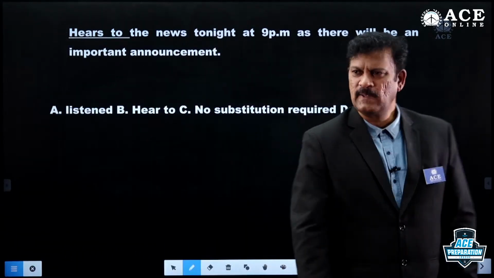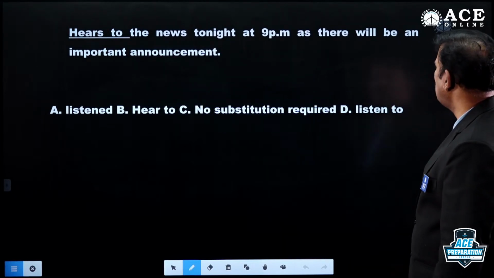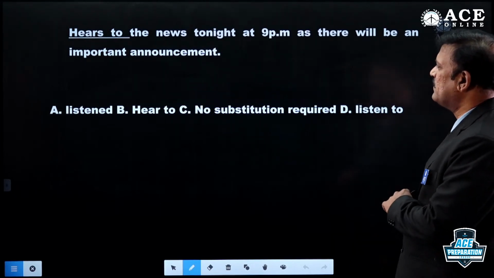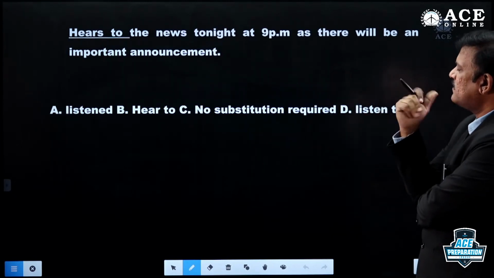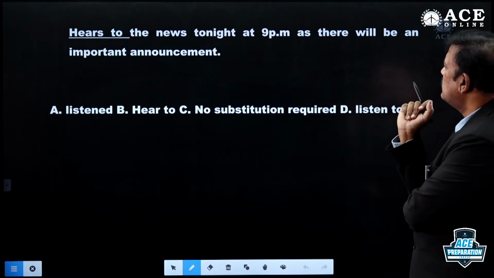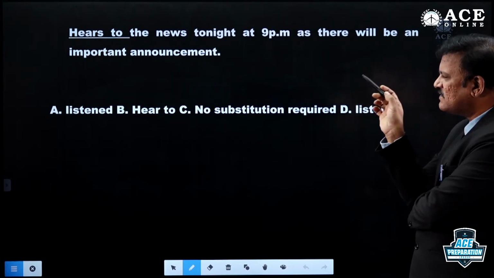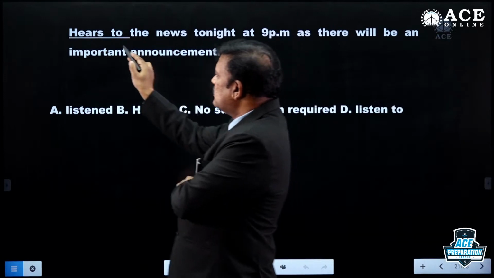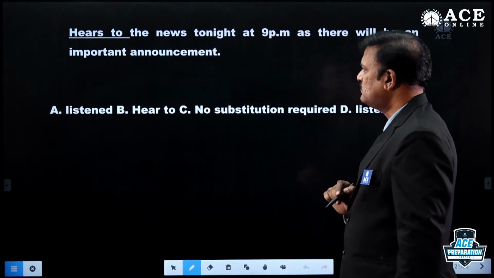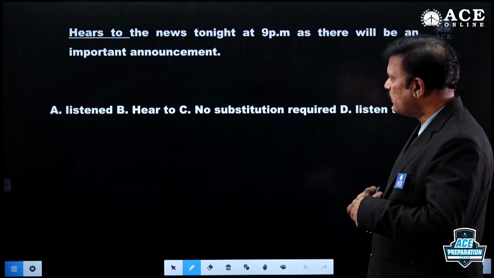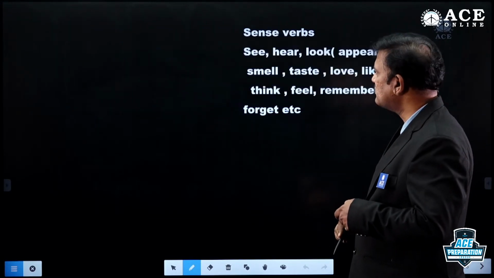Read the sentence first. Here's to the news tonight at 9 p.m. as there will be an important announcement. The moment I read the sentence, something is not going into my head, right? Here's to the news tonight at 9 p.m. Here's to the night. Obviously, he underlined that part, which should be improved: sentence improvement. Before we find the answer, I want you to look at this one.